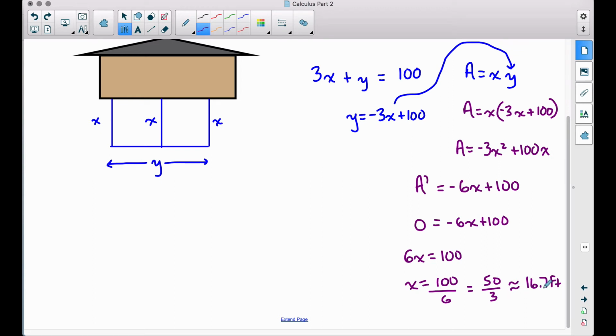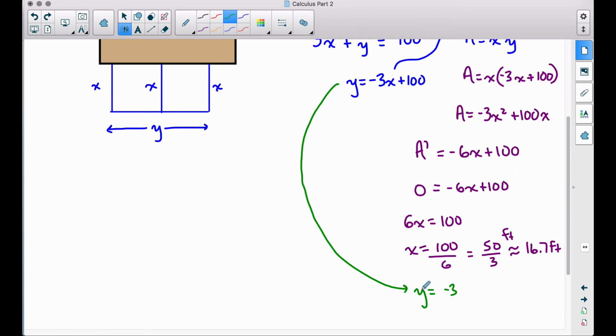feet. Now, I'm not going to round this, even though 50 divided by 3 is right around 16.7. I'm going to use 50 over 3 feet for my value of x so that I can find y. So therefore, we have y equals negative 3 times our x, which is 50 over 3, and then we're going to add 100 to that. And when you do this, you'll get a y value of exactly 50 feet.